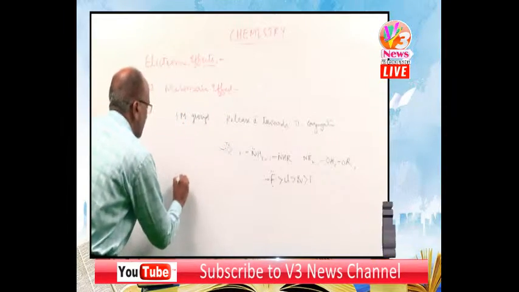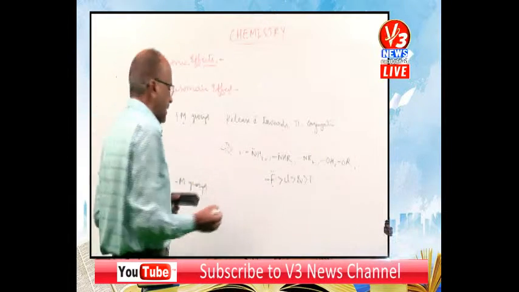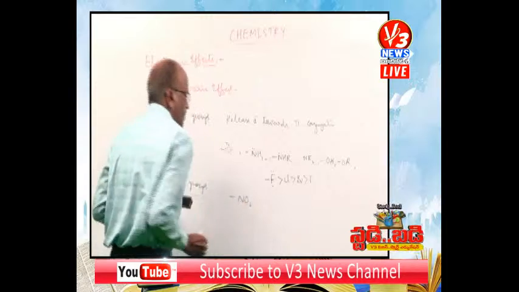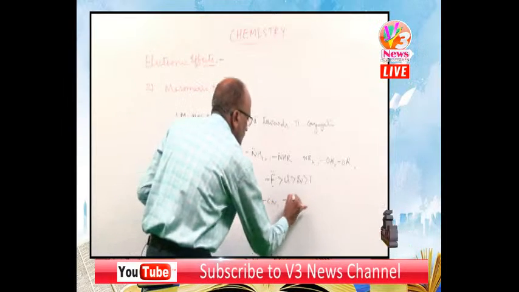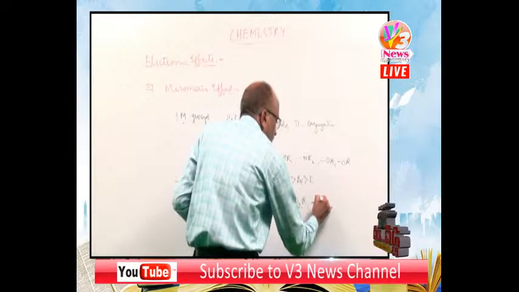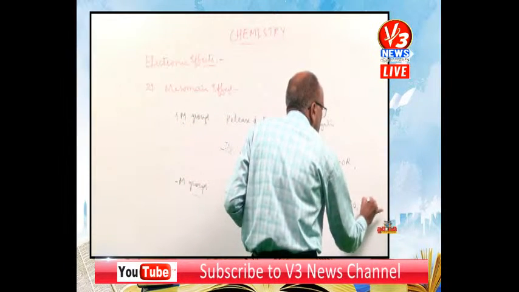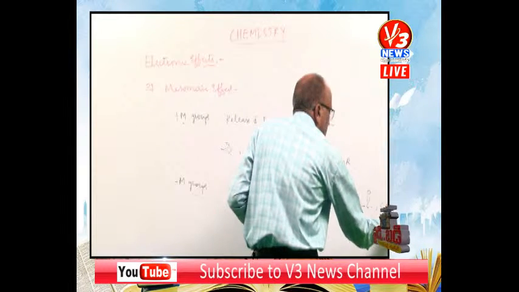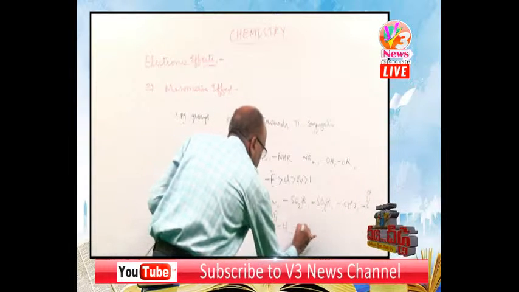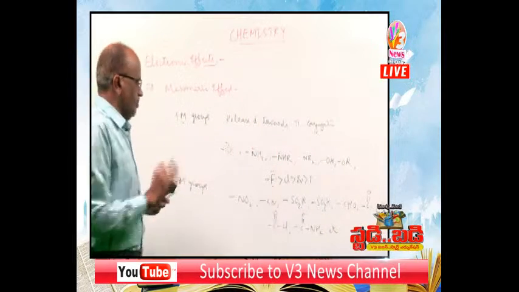Now, minus mesomeric groups withdraw electrons from the pi conjugated system. If we take these minus mesomeric groups: NO2, CN, SO2R, this is a sulfonyl group, sulfonic acid group SO3H. After this CHO, C double bond O, COOH, COCl, CONH2, etc. These are some minus M groups.